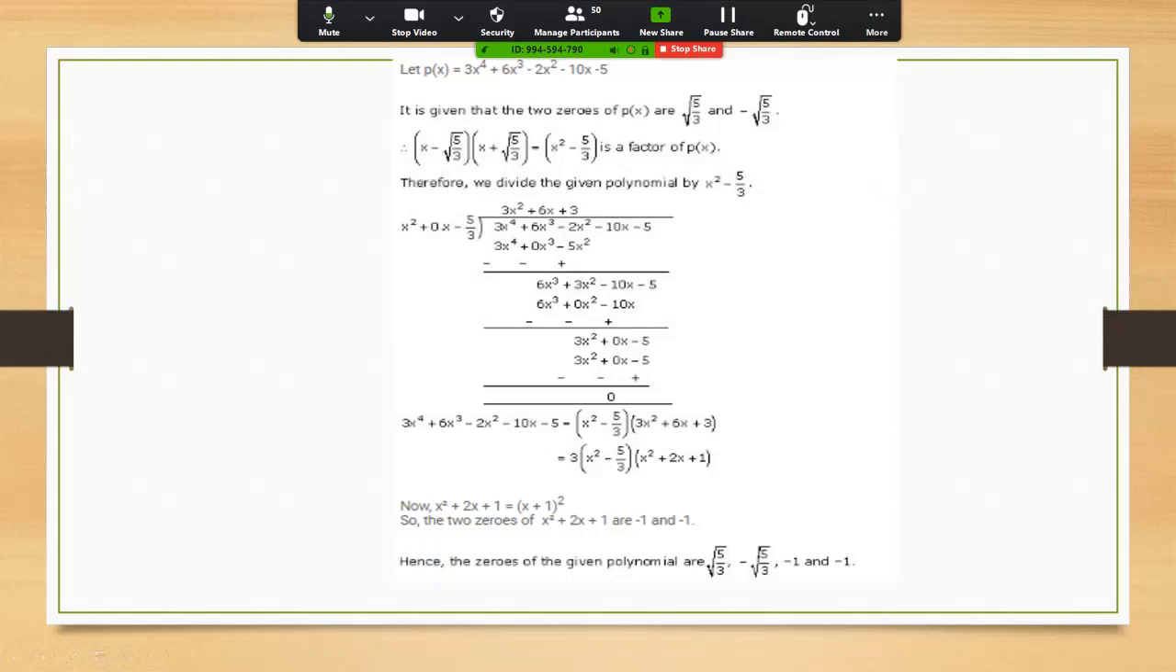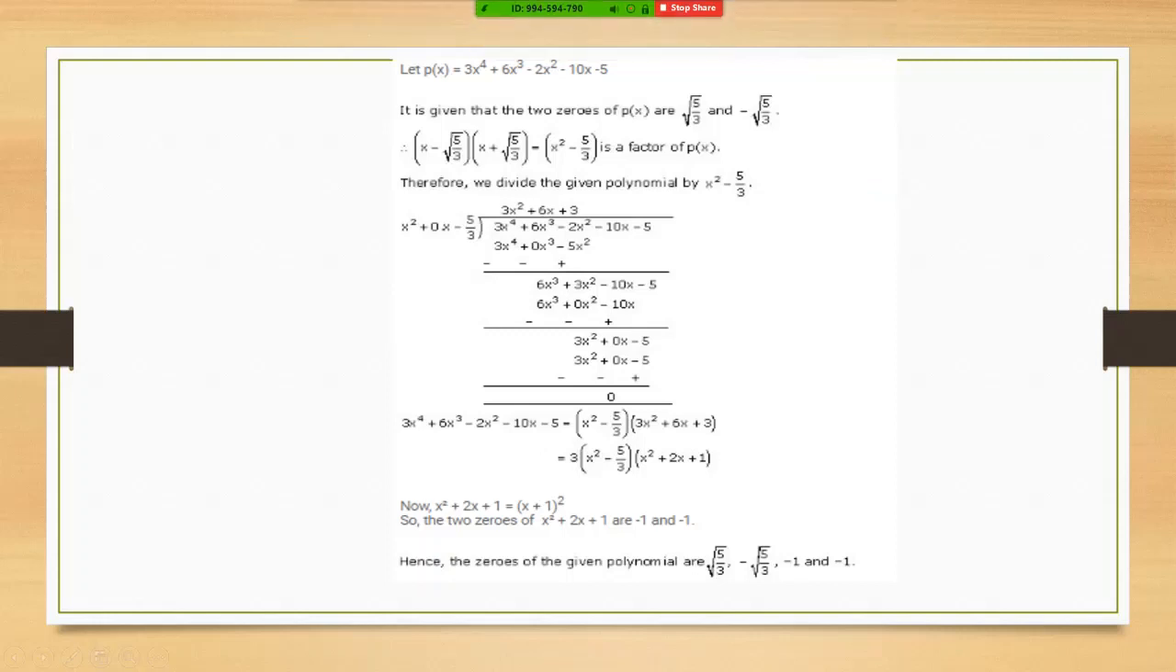So if these two are the factors, then if you multiply them, it's in the form of a plus b into a minus b. So x square minus 5 upon 3 is a factor of px. Now go very slow because there's a fraction in the divisor. Go very slow with your calculation part. Here again, as you see, I have put a 0 multiplied by x because that x term was not there.